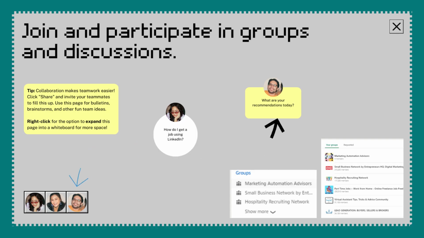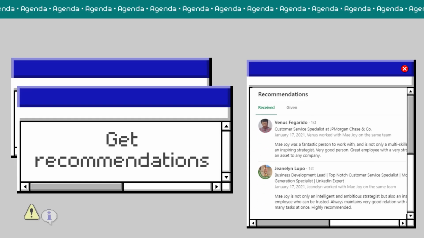And next is joining and participating in groups and discussions. Other users usually disregard this, but this is also a vital part in researching your target leads. If you join and participate in groups and discussions, this will make your profile visible to your connections and other people. And the next is getting recommendations.